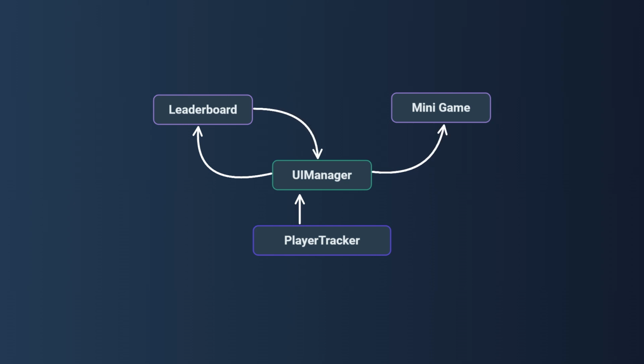When we want to update the leaderboard, we request the information from the UI manager, and the same goes for the minigame. When we want to update the UI for the score, we request the information from the UI manager. Now the UI manager calls functions and sends requests to the player tracker, which updates the score locally and in the storage as well. This way we create a network between all scripts, allowing easy data manipulation and transfer.